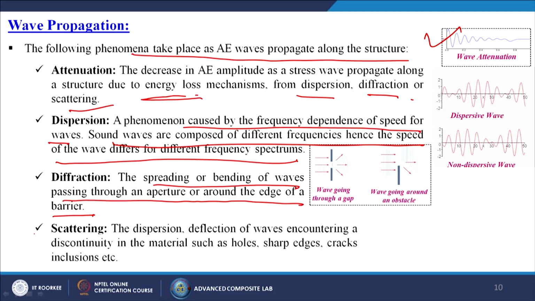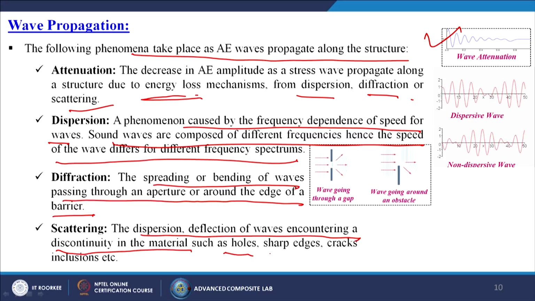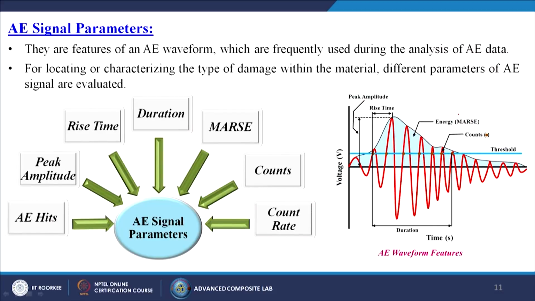And the last one is called scattering, the dispersion or deflection of waves encountering a discontinuity in the material, such as holes, sharp edges, cracks or maybe inclusions. So, here you can see that our graphs are totally different. When we get this kind of graphs, simply from those graphs we can get the information whether it is due to sharp edges, or crack inclusions, or hole formations, or what kind of defects are taking place.